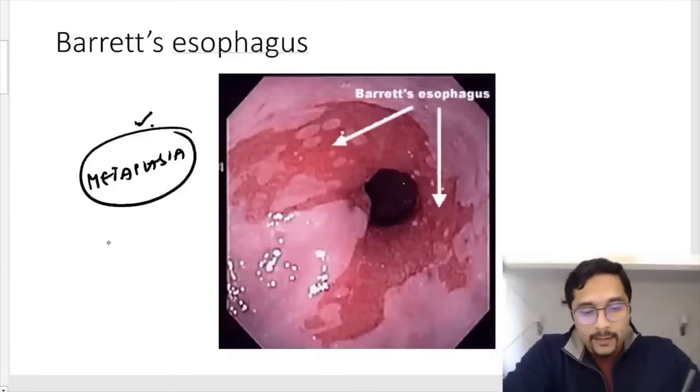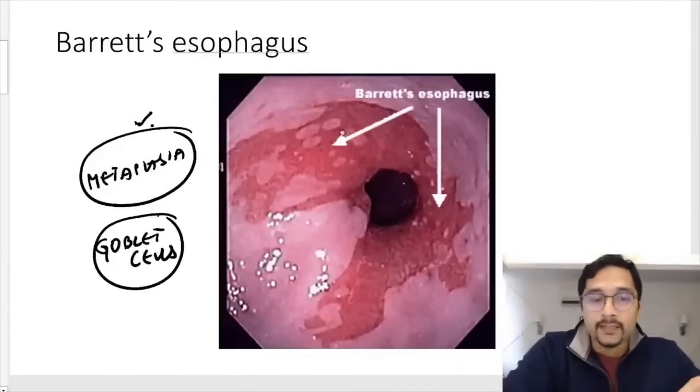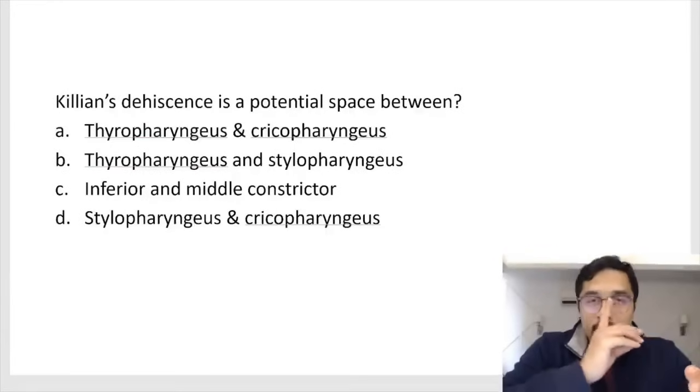And if you do a biopsy of Barrett's, you are going to see goblet cells. That is the pathognomonic thing which you will see. You are going to see goblet cells. This was asked in the exam.